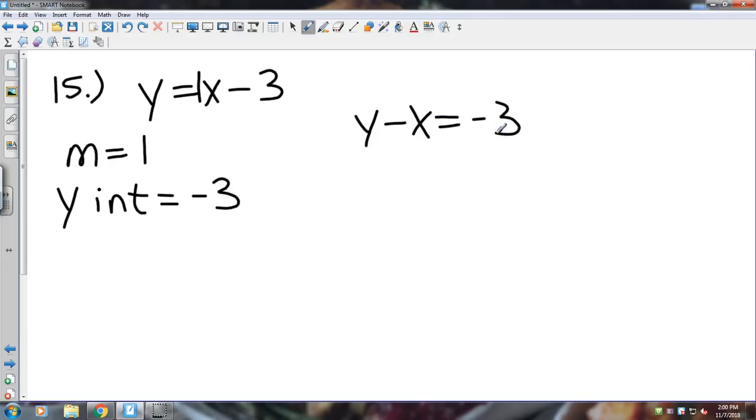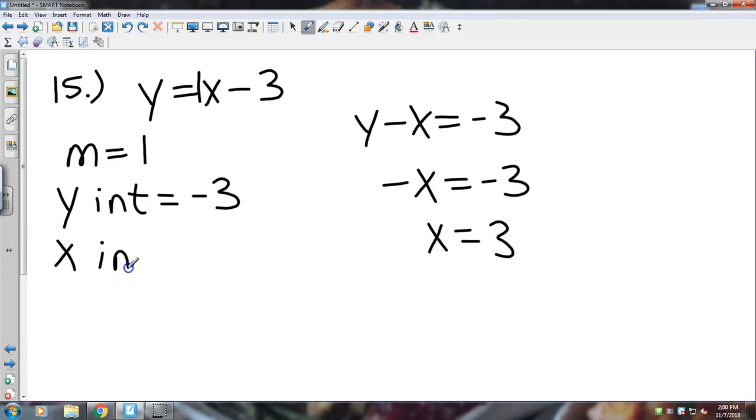And if I want to get the x-intercept, what do I do? Get rid of the y, right? So I get negative x equals negative 3. Obviously, I don't want negative x. I want positive x. So what does positive x equal? Positive 3. So my x-intercept is 3.